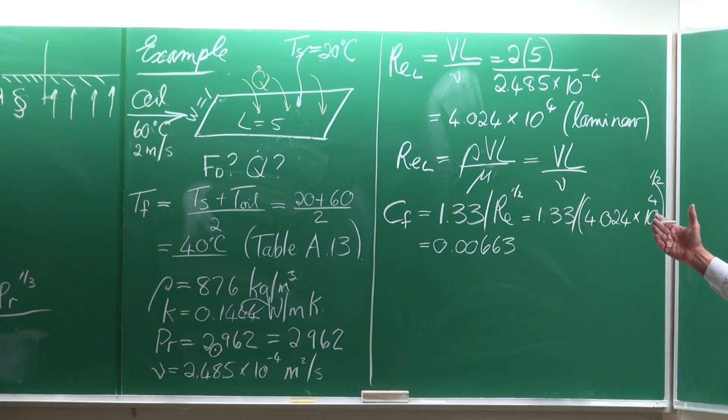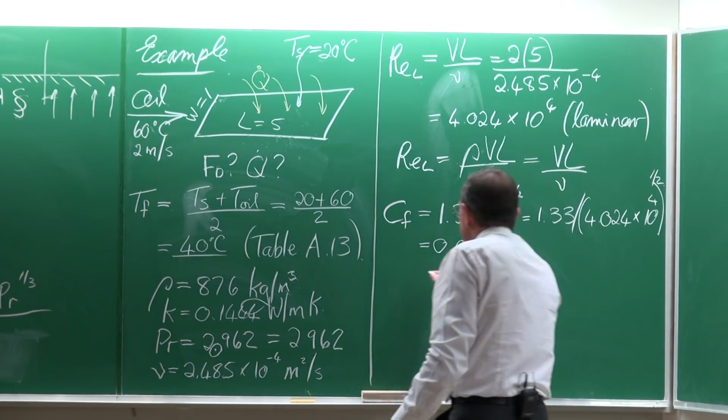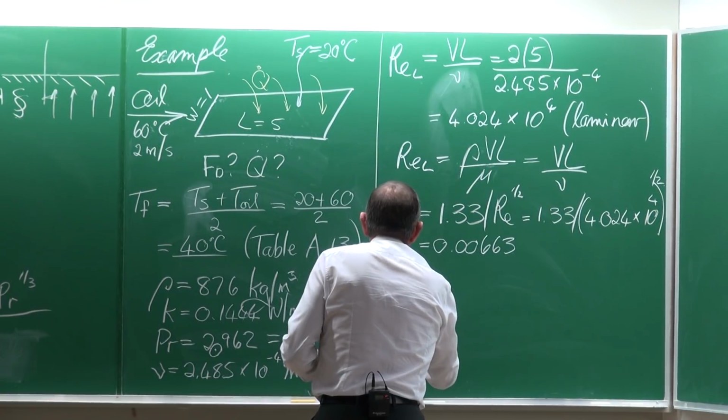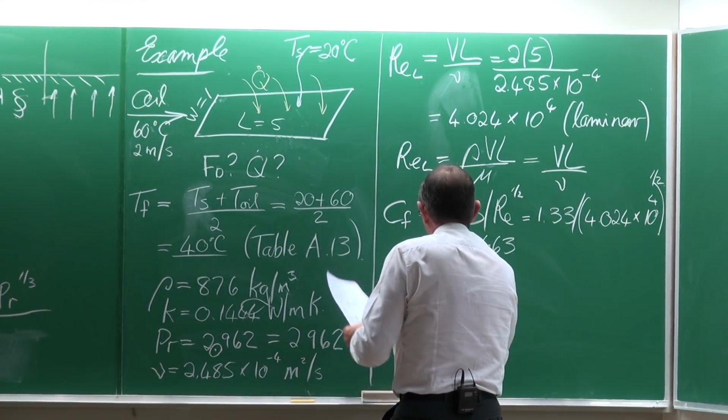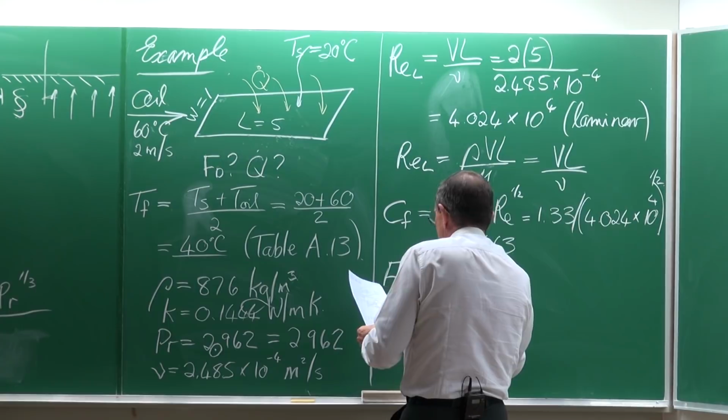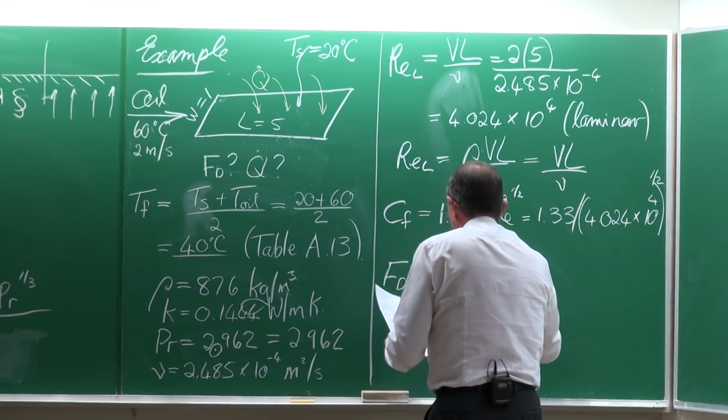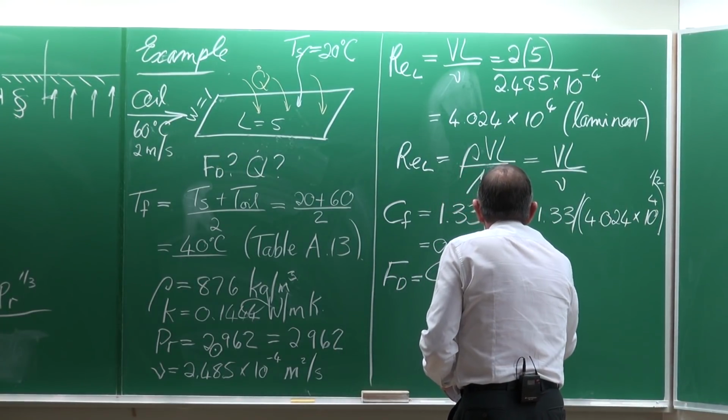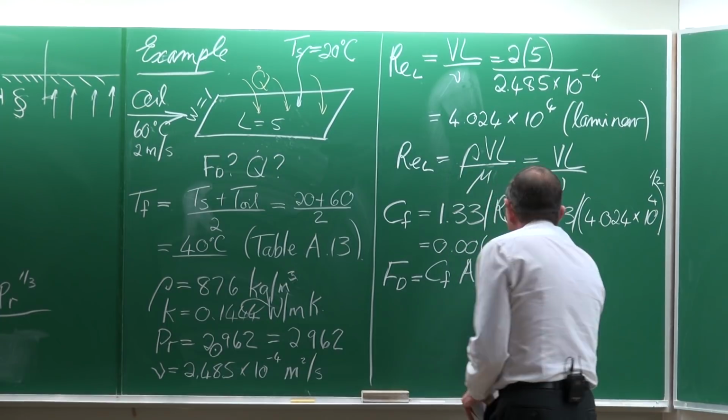If we've got the drag coefficient, it is just one more step to get the drag. The total drag would be equal to the drag coefficient multiplied by the surface area multiplied by rho v squared divided by 2.